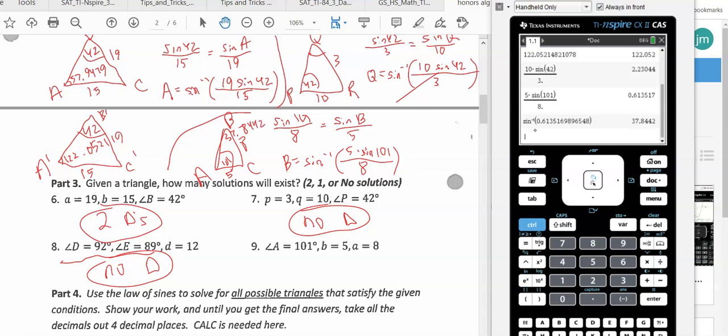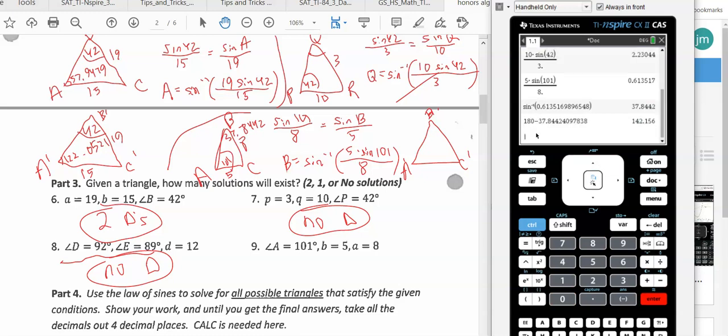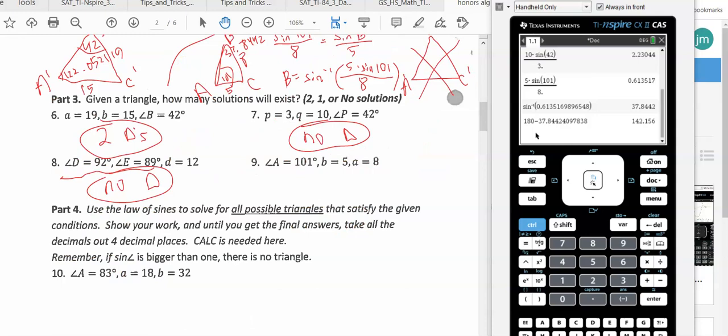Okay, so I'm going to draw a second triangle. I'll take the supplement of that angle, so 180 minus that angle. Wow, 142. So I've got 142 plus 101. Oh my goodness, that's no triangle, right? So that second triangle is not a triangle, but the first triangle, we're good. That's less than 180, we're good. So there is one triangle in this one.